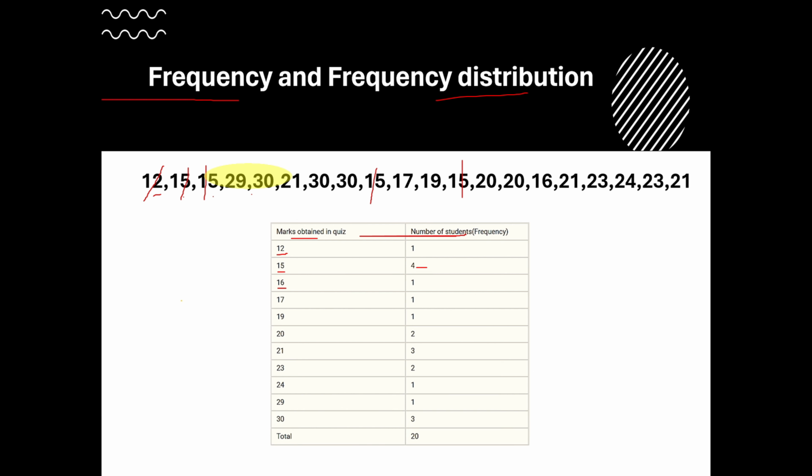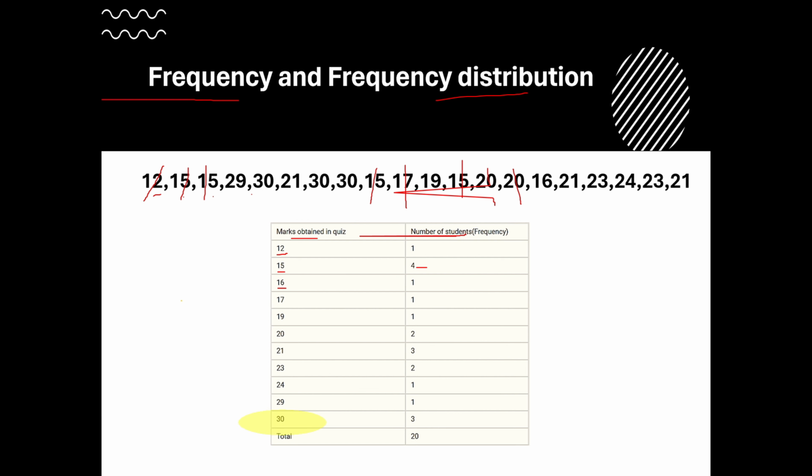17, for example. You have 1 over here. Do you have any more 17? No. Put 20, for example. How many 20s do you have? 1, 2. So you'll put 2 over here. 21, 3. So you will count them. The best way is to put a cross and add them up.